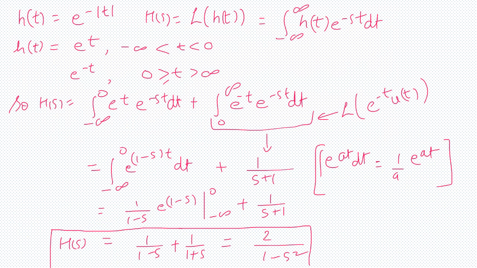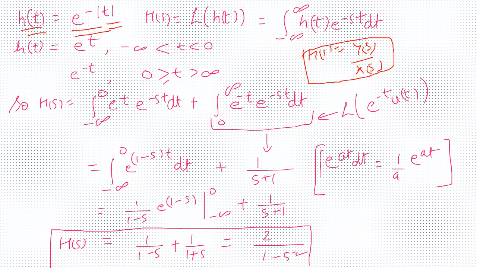Now h of t equals e power minus mod of t. What we will do is calculate its Laplace. Why are we calculating Laplace? Because it will be easy for us to use the relation h of s is equal to y of s over x of s. So this is our target. To achieve that, first we need to calculate the Laplace of the impulse response.